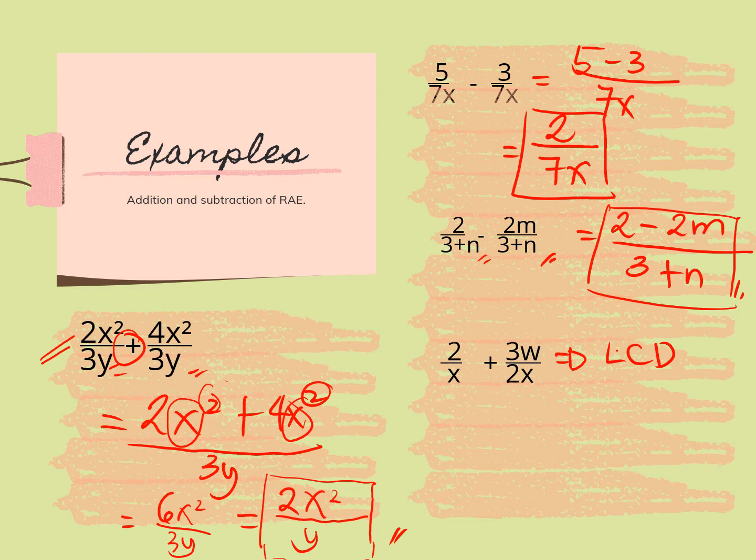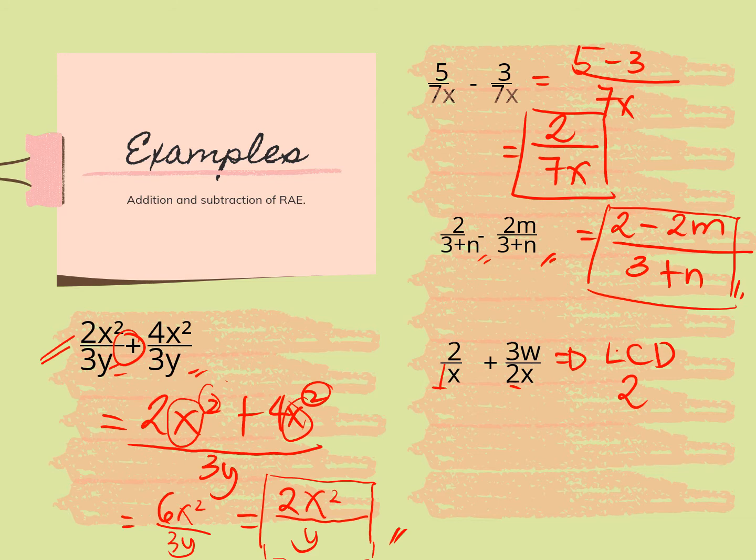So, what could that number be? There is a variable, so let's first consider the numerical coefficients, which are 1 and 2. The LCD of the numerical coefficients would be 2, because 1 is its partner. We know that 2 is divisible by 1 and 2 is divisible by 2.